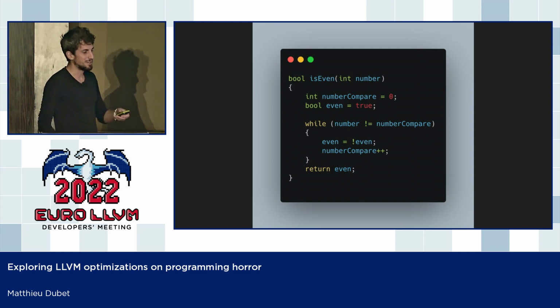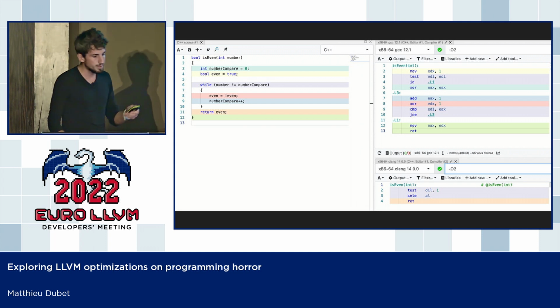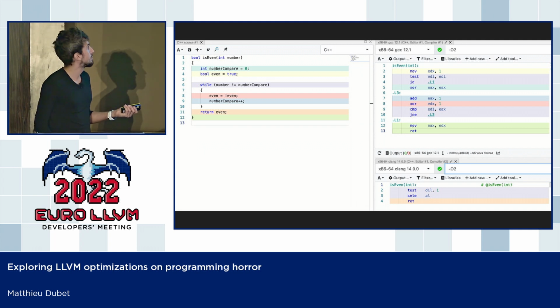Obviously, there is a constant complexity one with a modulo, and this one is linear in the number n. So actually, I found this on the subreddit programming horror. It was funny, and someone actually tried to compile it. And well, that's the result. GCC compiled it to the straightforward loop, but Clang is actually able to get a constant time algorithm out of this. So I was a bit curious.